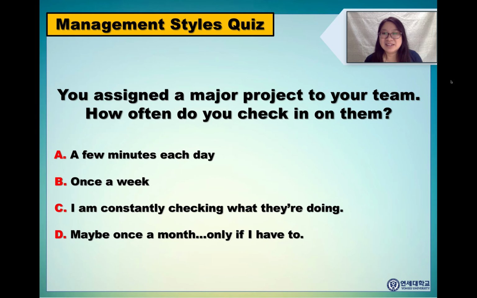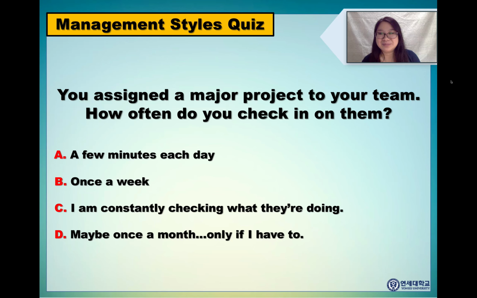Number 1. Imagine that you are the manager of a sales team and you have given your team a project that will take about 2 months to complete. How often do you check in on your team? A. A few minutes each day. B. Once a week. C. I'm constantly checking what they're doing. Or D. Maybe once a month, only if I have to. Okay, so write your answer in your notebook, A, B, C, or D.